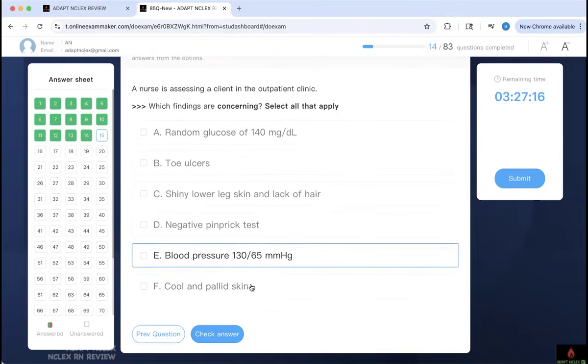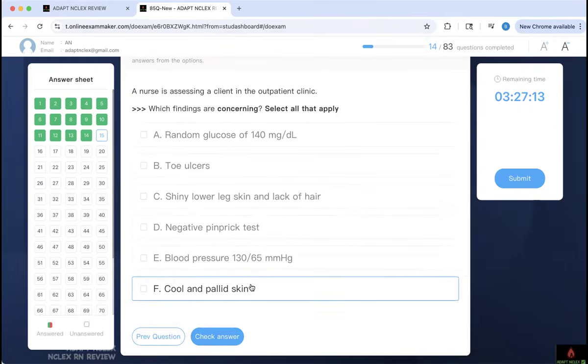Those are your priority. And this is assessing the client in an outpatient clinic. Which findings should the nurse select that apply? Random glucose of 140, toe ulcers, shiny lower leg skin with lack of hair, negative pinprick test, blood pressure of 130/65, cold and pallid skin. What do you see? We move to cardiology. NCLEX cardiology, cardiac nursing, cardiac concepts that you need to know. What do you think? If you see this patient in your clinic and you see all these features, which one should concern you? That's all.